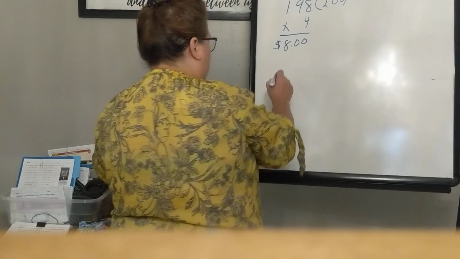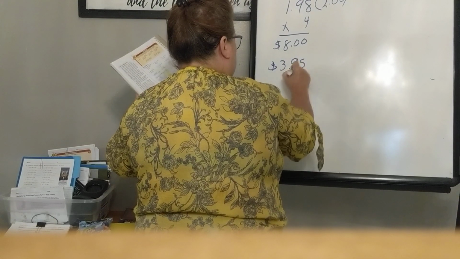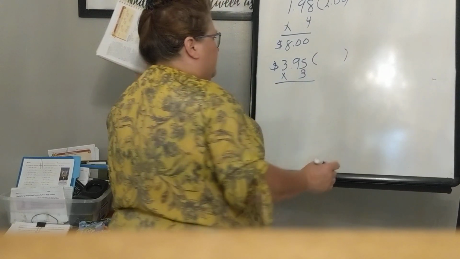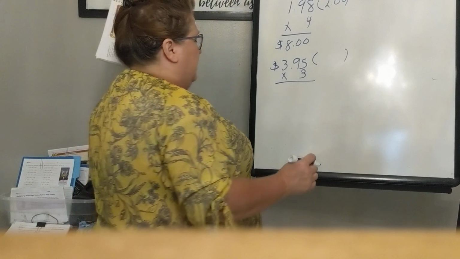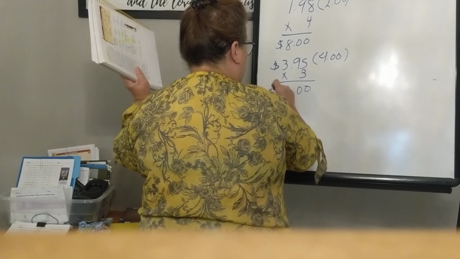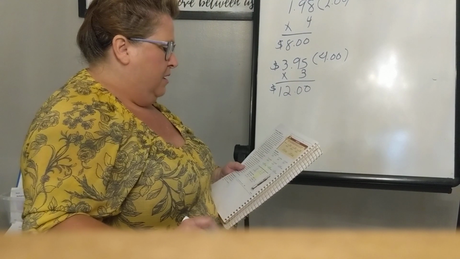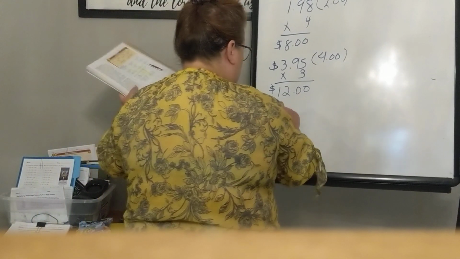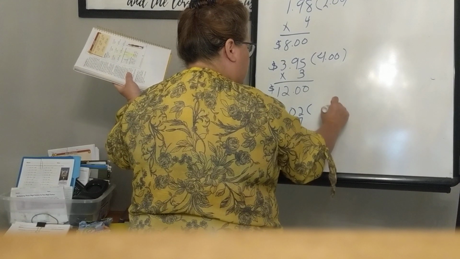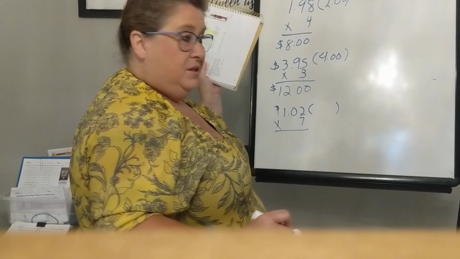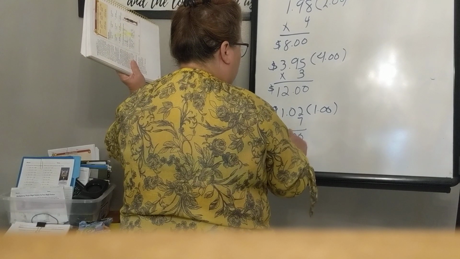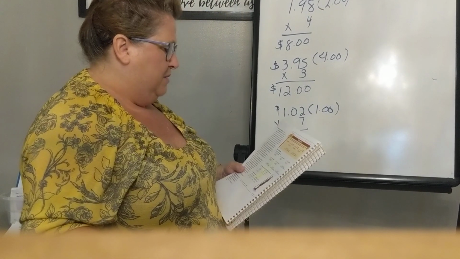Look at letter B. It says $3.95 times 3. So $3.95, is that closer to $3 or closer to $4? That is closer to $4. So do the same as saying 4 times 3, and your estimated answer would be $12. On letter C, you have $1.02 times 7. Is that $1.02 closer to $1 or closer to $2? It's closer to $1. So 1 times 7 would be 7, and your estimated answer would be $7.